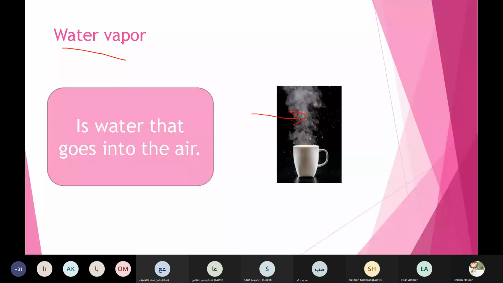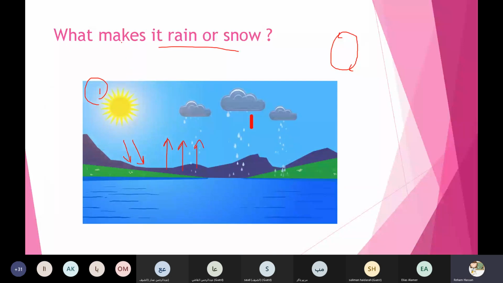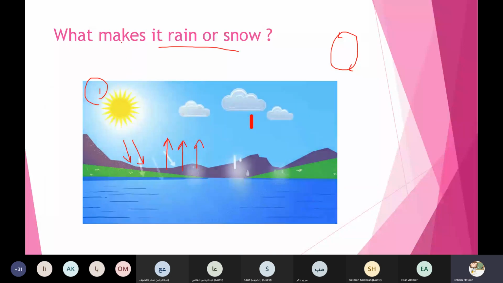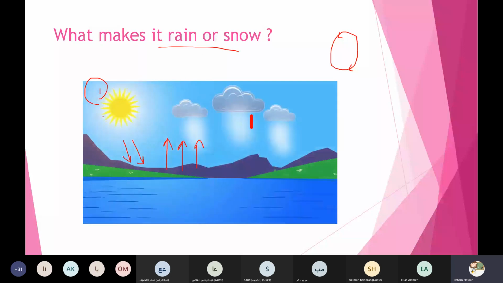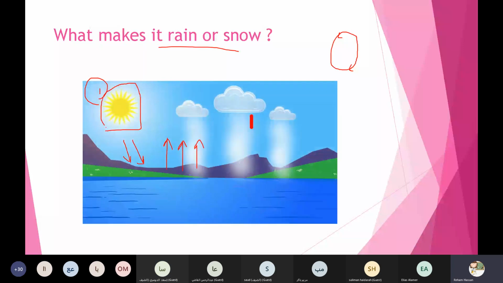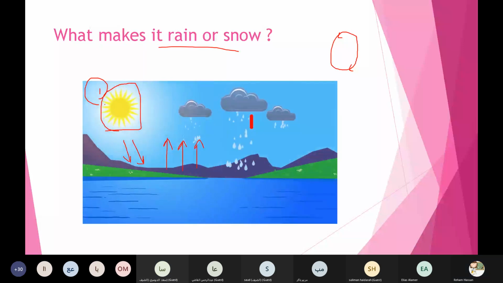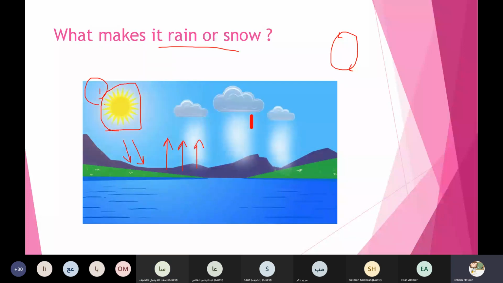Yes, Saad. So what makes it rain or snow? Number one, which warms the earth water? The sun. The sun warms the earth water. Yes, thanks a lot, Saad. So grade one, the sun warms the earth water.